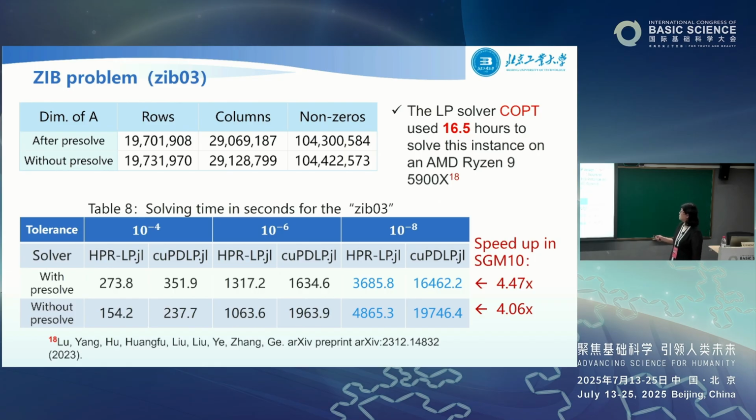Okay, we consider a much larger case, the ZRB problem. This problem has about 20 linear rows and 30 linear columns. This is the number of non-zero elements for the constraints. So this one is much larger. For PD-LP, it will use 16.5 hours to solve this problem. But for us, with presolve, we need more than 3,000 seconds. And for without presolve, we need 4,000 seconds, which is a speed up of about 4 times over PD-LP. It's much faster.